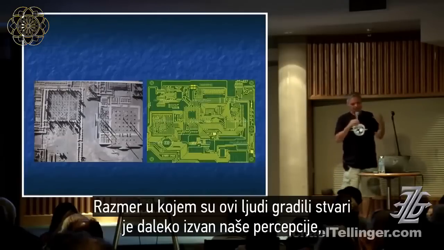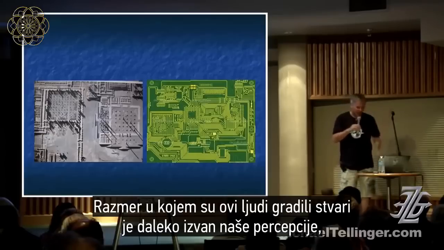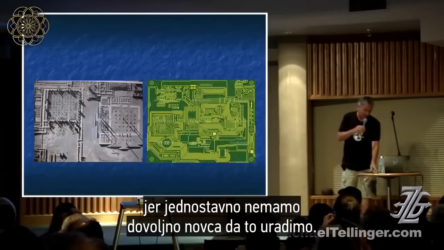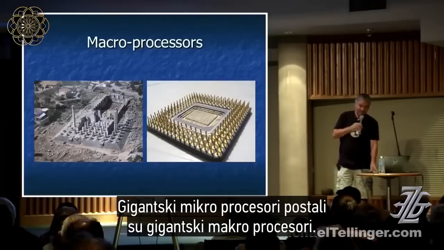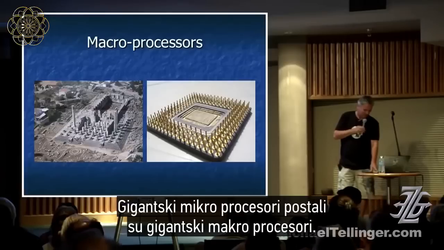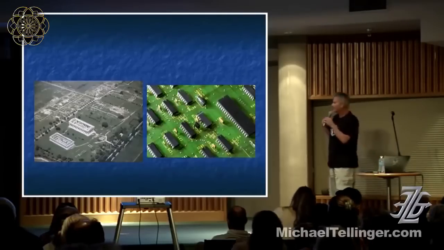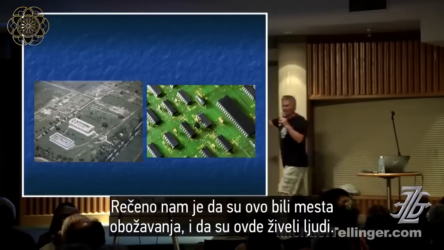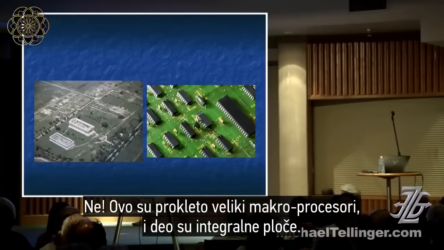The scale that these guys were building things on is something way out of our perception because we just don't have enough money to do that. Gigantic microprocessors become gigantic macro processors. And here we are told that these were places of worship, and this is where the people lived. No, these are giant bloody macro processors, and that's part of the circuit board.